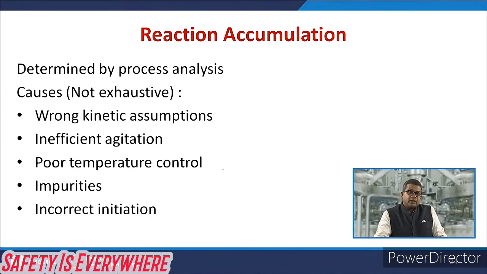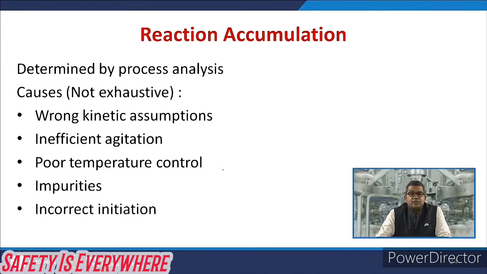I will discuss the causes, not in a very exhaustive manner. Sometimes you may take the wrong kinetic assumptions, and this may be extremely catastrophic, but fortunately in chemical engineering, whatever wrong kinetics we take, it is only at the design level. When it is scaled up, when it is under the pilot plant study, then we can remove all kinds of deficiencies which we have taken at the early stages.